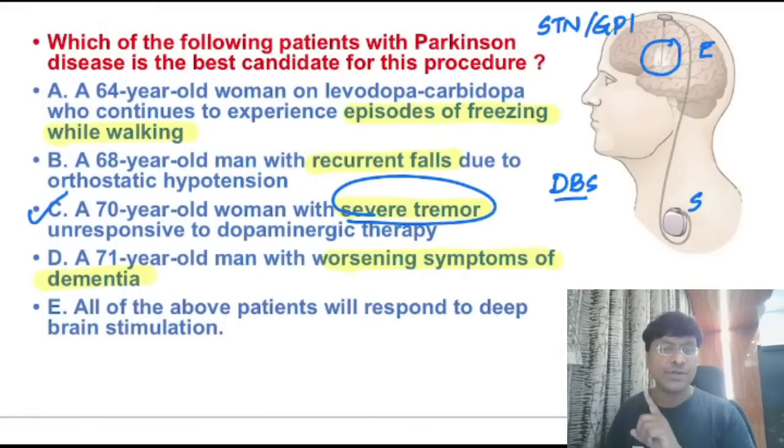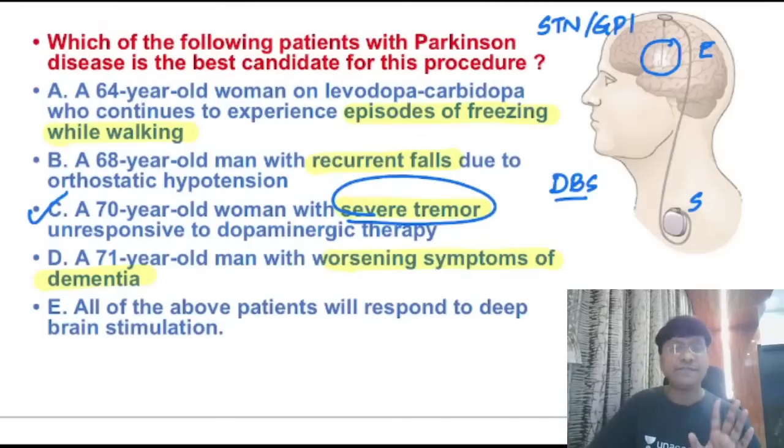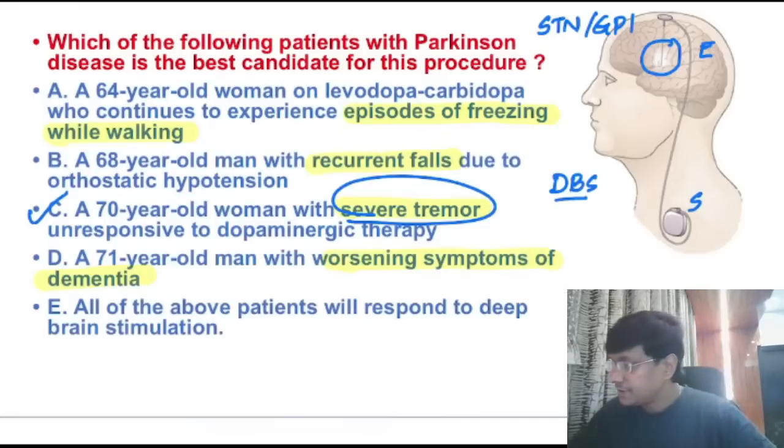Please remember, deep brain stimulation does not improve falling, does not improve freezing, does not improve dementia. So the correct answer here is C. Please remember, it is only for severe tremors which are not responsive to your dopaminergic therapy. Okay, right. Now we'll move on to the next important image.